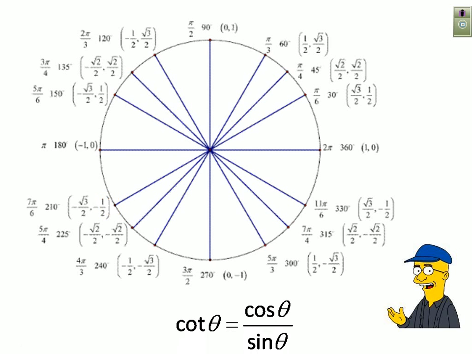Cotangent is equal to cosine over sine. Now recognizing that gives us some insight into what the graph might look like. For example, notice that if you consider pi over 2 and 3 pi over 2, in both of these places we have that cosine is 0 there. Now that tells us this. That tells us that the graph of cotangent is going to be 0 there as well.